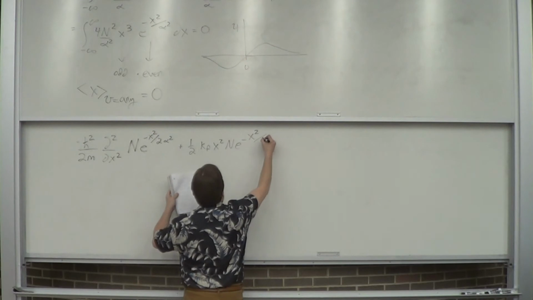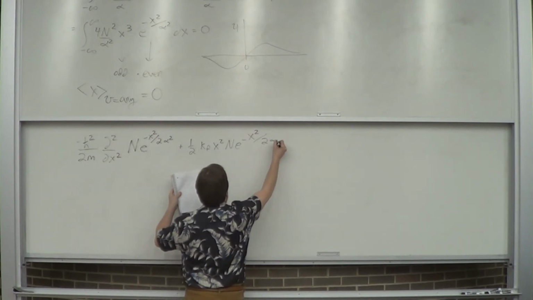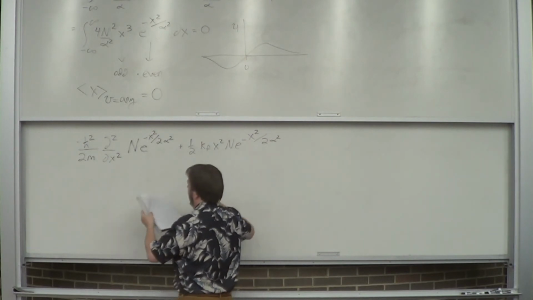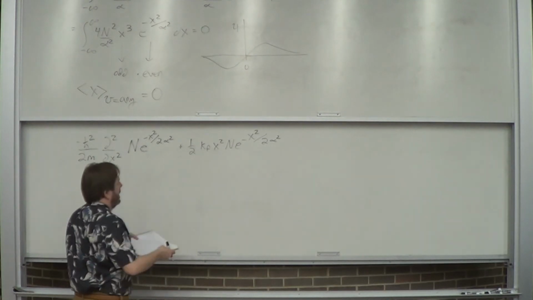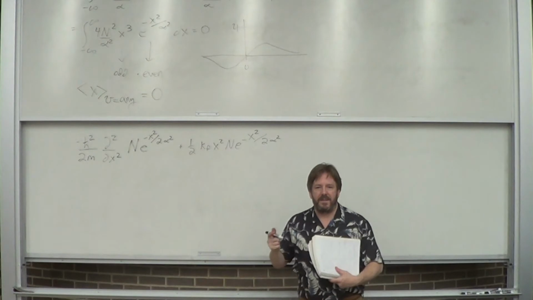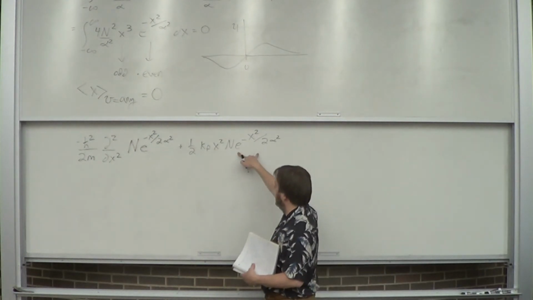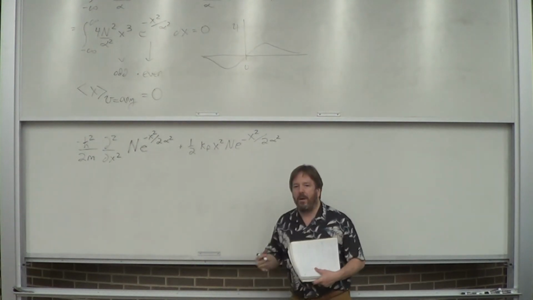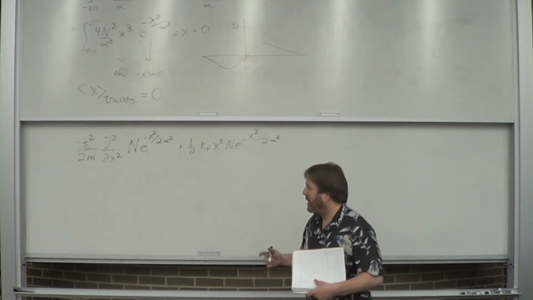I just got to be careful about my 2's and my alphas because I know they look the same. Okay. And at the end of the day, what I need to do is find some constants times n e to the yada, yada, yada. Okay, next thing to notice.